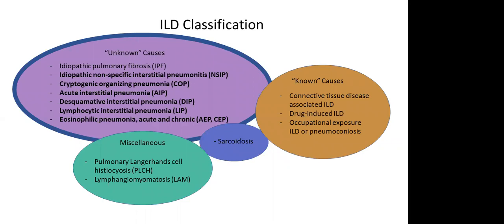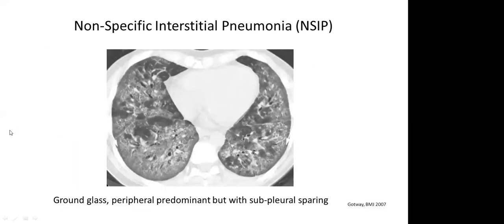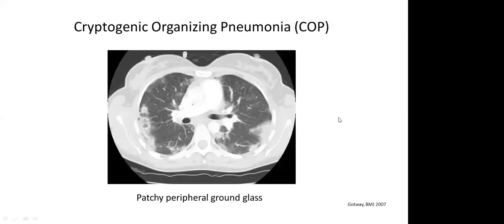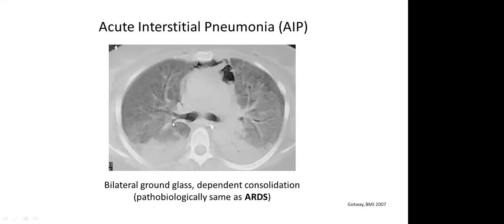So that's IPF. And then I talked about how there are all these other different inflammatory pneumonias or inflammatory ILDs. There's NSIP, which is ground glass with the subpleural sparing that I mentioned. So it's basically ground glass everywhere, but here's a little arrow showing it's not right on the edge. Cryptogenic organizing pneumonia, or COP, is usually more peripheral and patchy. AIP is similar to ARDS, so it's just bilateral ground glass.